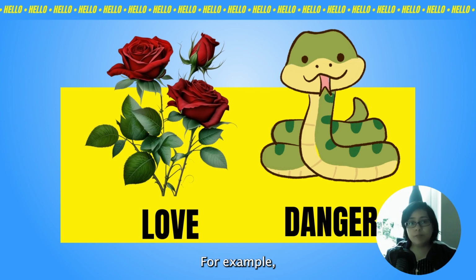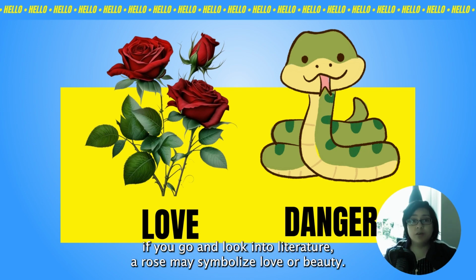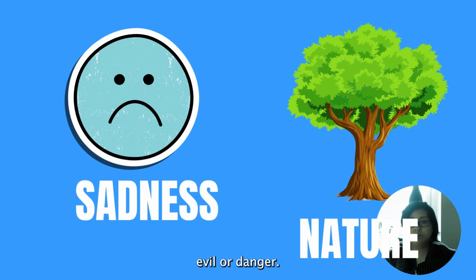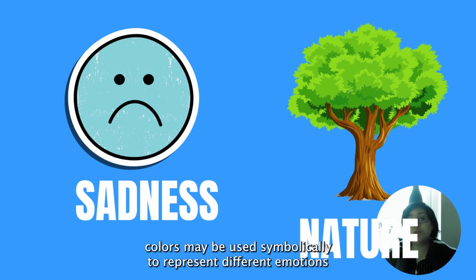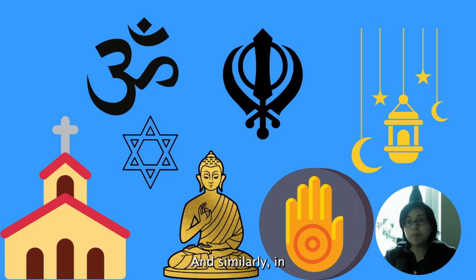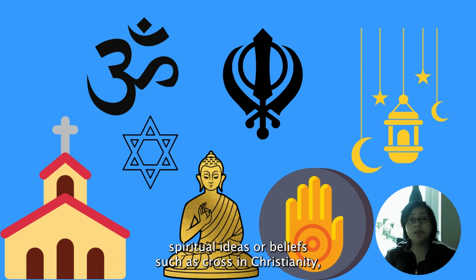For example, if you look into literature, a rose may symbolize love or beauty, while a snake might symbolize evil or danger. Interestingly, in art, colors may be used symbolically to represent different emotions or concepts, such as blue for sadness or green for nature. And similarly, in religion, symbols may be used to represent spiritual ideas or beliefs, such as the cross in Christianity, representing the crucifixion of Jesus Christ.